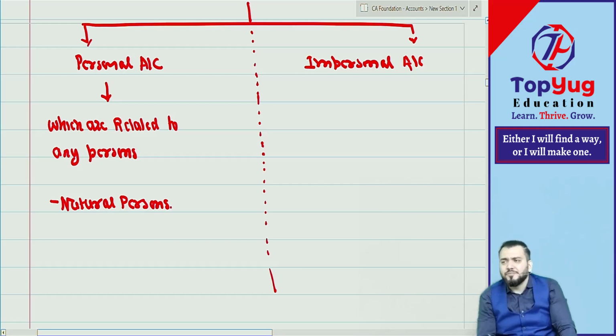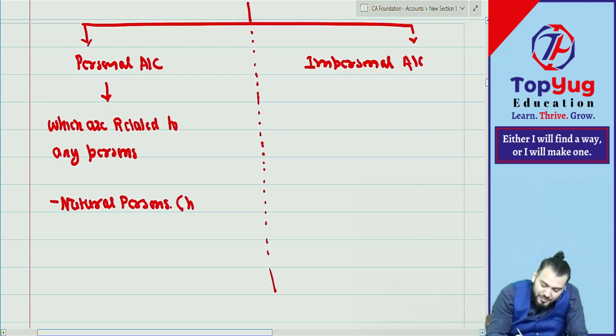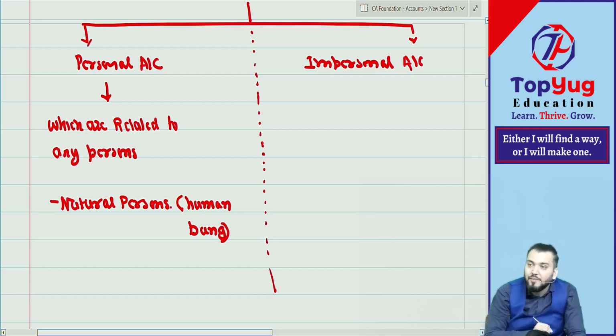Natural person means who is created by God. I'm not talking about animals, but human beings. Can I say natural person means any account which represents a human being? Are you getting what I'm saying?